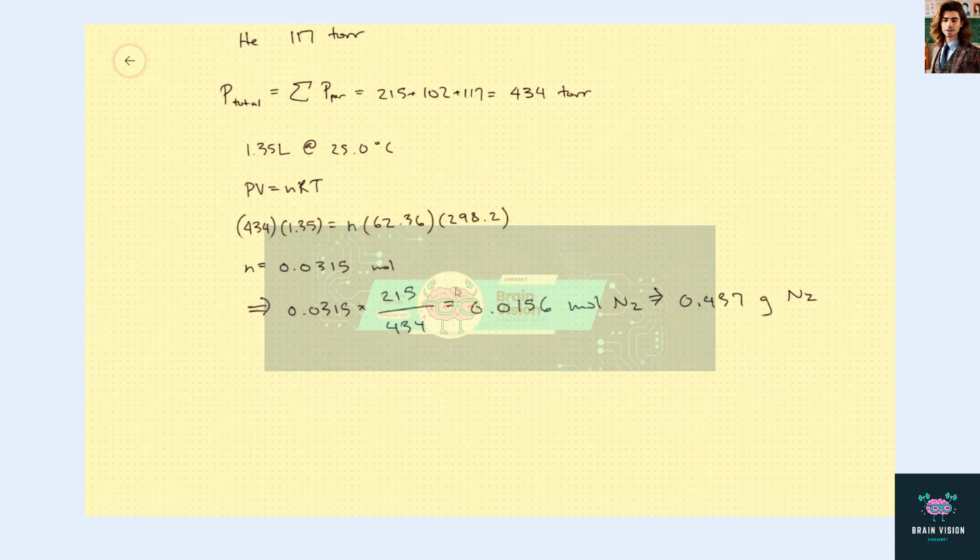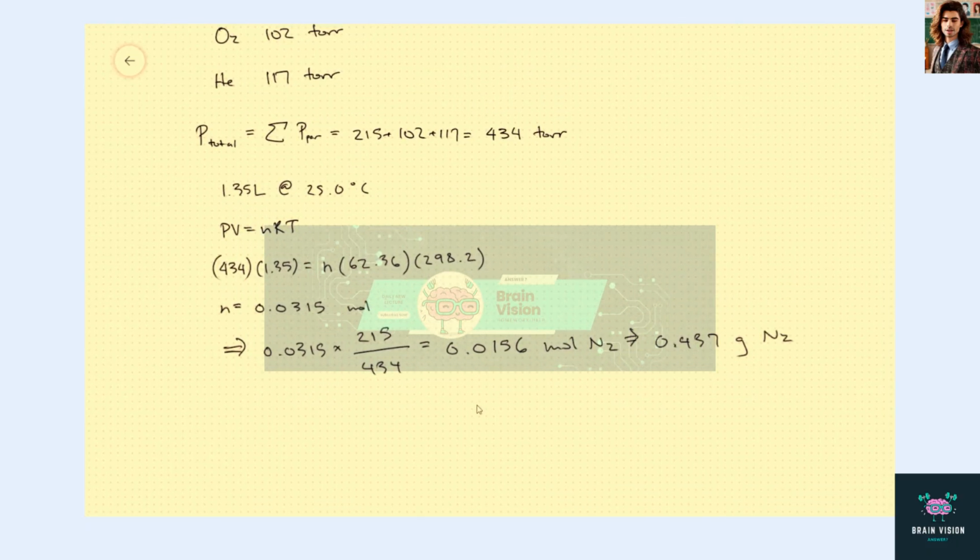You can do the same thing for oxygen. The total gas mixture consists of 0.0315 moles. Each gas molecule, because we're assuming they're ideal here, contributes the same amount to that pressure. So this is 0.0074 moles of O2, which corresponds to roughly 0.237 grams of O2.